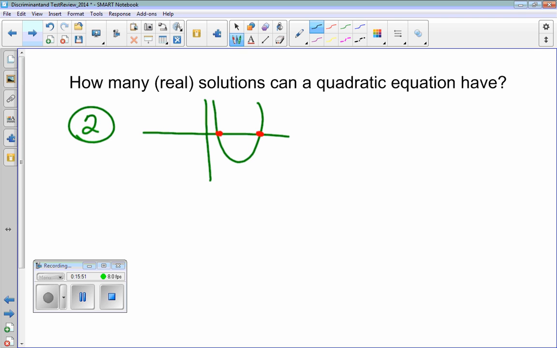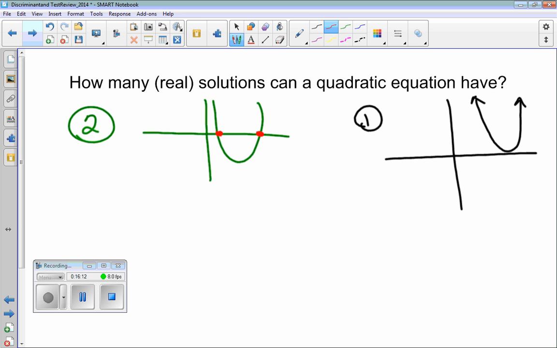The biggest number of solutions it can have is 2. Can it have 1 solution? Yes, it can. What does the graph of that look like? It's still a parabola. What's that tip called? The vertex. So the vertex is just going to kiss the axis, just like that. So just the vertex.